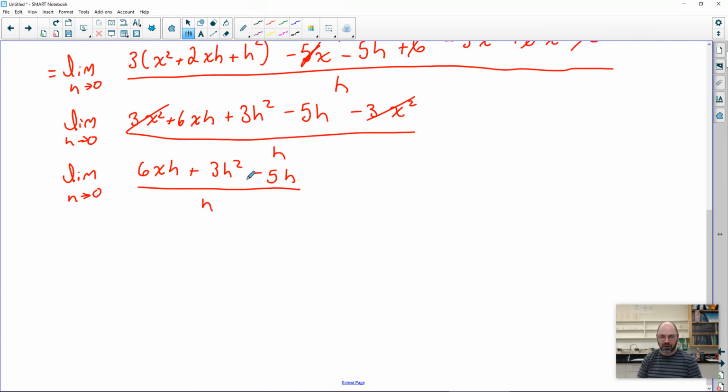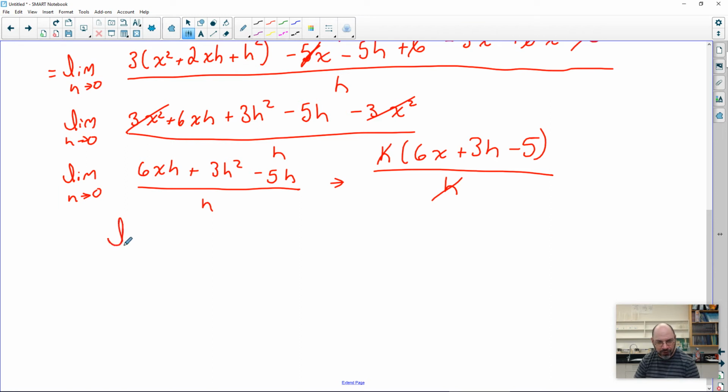Okay, so now we have to take that common factor of h out. So h out front, that's 6x plus 3h minus 5 on top over h. Still the limit as h approaches 0, but we're going to cancel this now, and we're left with the h off the bottom, so it won't be undefined anymore. So we take the limit as h approaches 0 to get our derivative, which remember is still f prime of x.